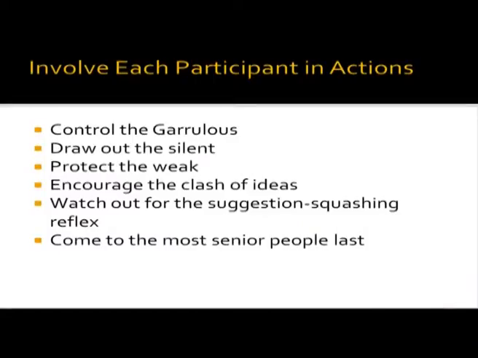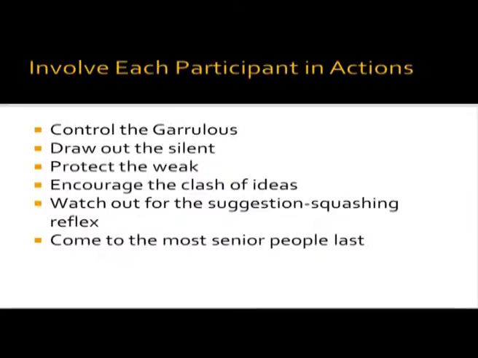Now, what are the things you need to do to make sure that you can involve each participant in actions? First of all, control the garrulous, those who tend to take too much time saying what they want to say, those who want to dominate the conversation, or don't let anyone else speak. Try to control them.